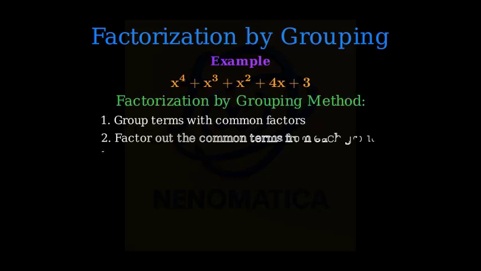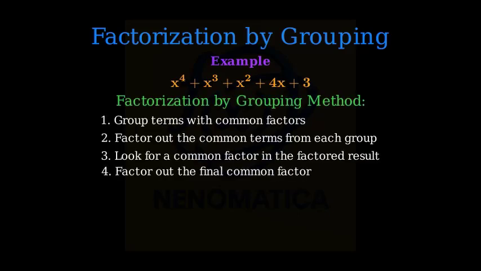We want to factor the polynomial x to the fourth plus x cubed plus x squared plus 4x plus 3. The method we'll use is called factorization by grouping. This involves organizing the terms into groups that have common factors, then factoring out those common terms. Let's begin our factorization process.